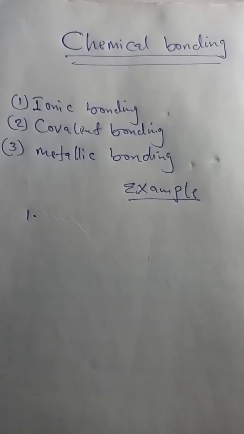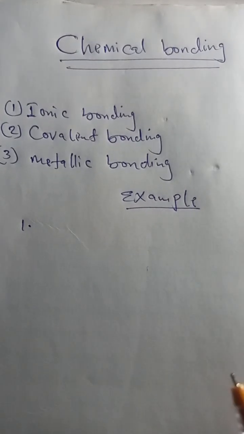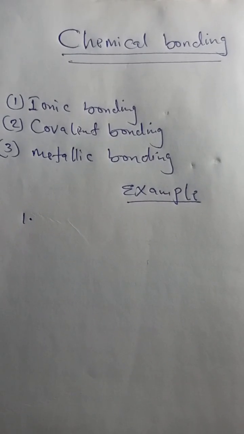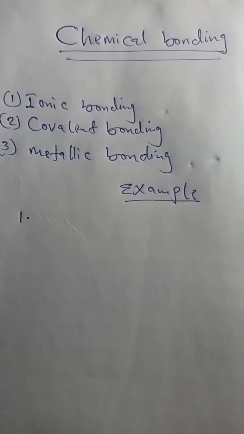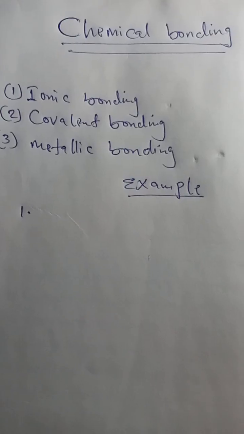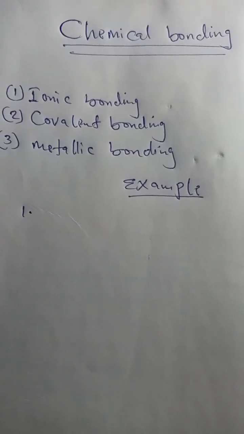So in this video, we are going to be treating chemical bonding. So what is chemical bonding? Chemical bonding is the force of attraction that holds atoms or ions together to form molecules or compounds. Again, I said chemical bonding is the force of attraction that holds atoms or ions together to form molecules or compounds.